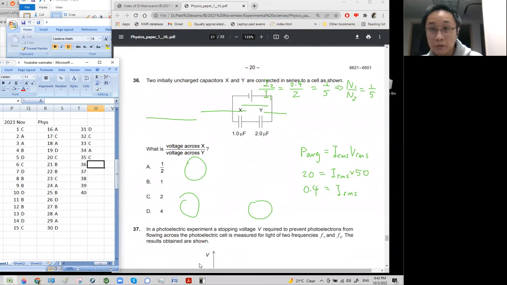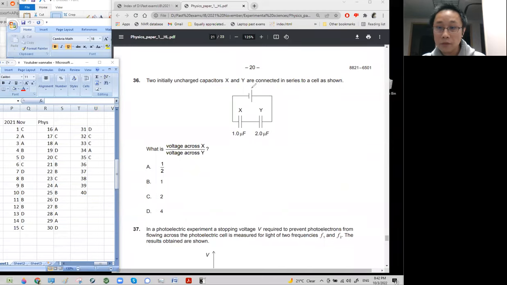Capacitance. For capacitors in series, the charges are the same, and if Q equals CV and the charges are the same, then the V should be inversely proportional to the capacitances. So Vx over Vy should be 2 to 1. Therefore, it's just 2.